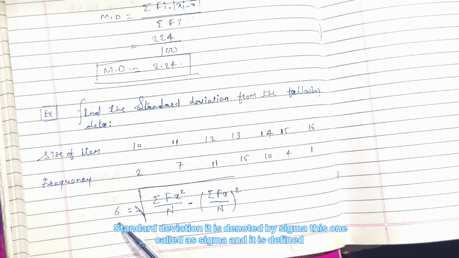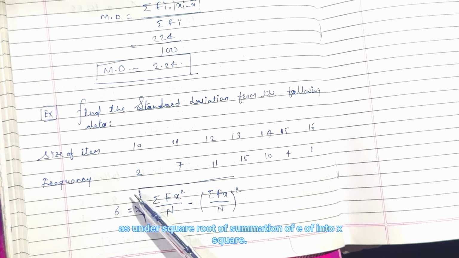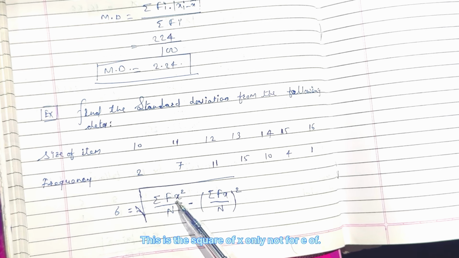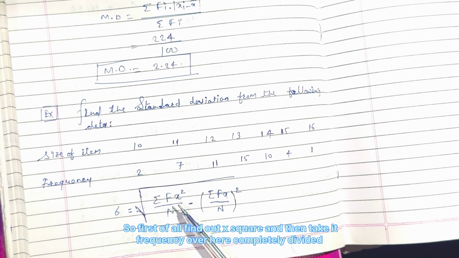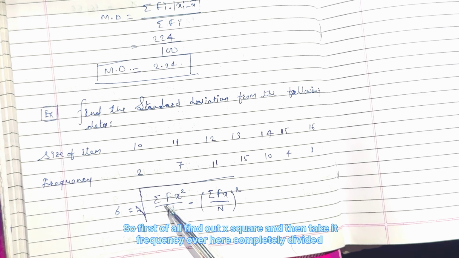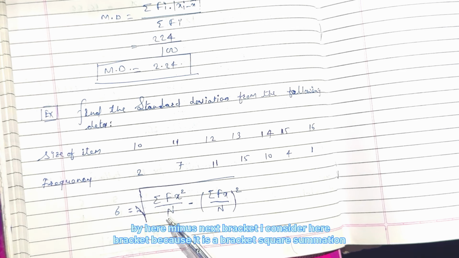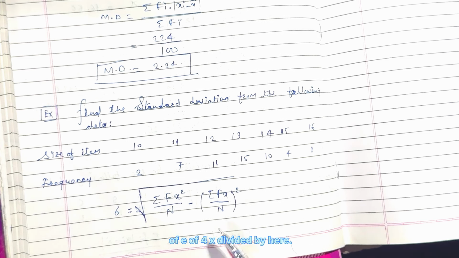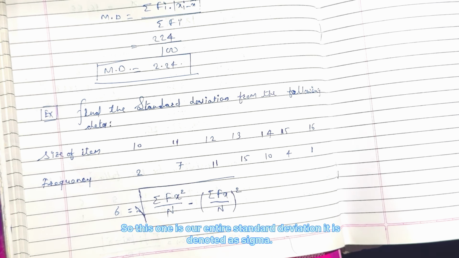Sigma is defined as the square root of summation of f into x square, divided by n, minus the bracket square of summation of f x divided by n. Be careful here: this is the square of x only, not of f. So we need only the term x square. First find x square and then multiply it by the frequency. So this is our entire standard deviation formula, denoted by sigma.